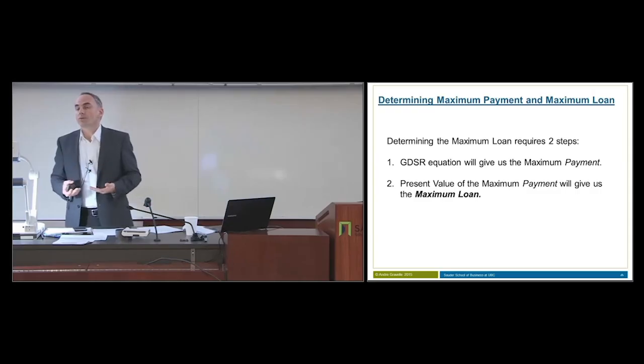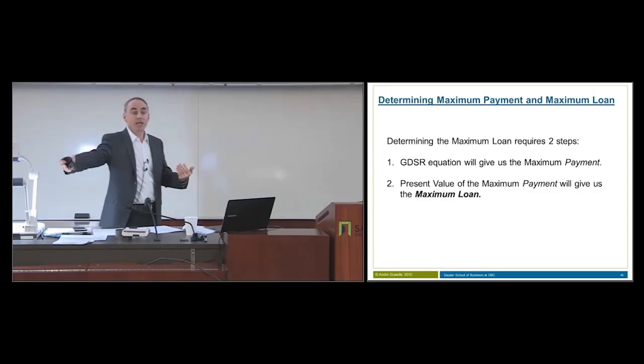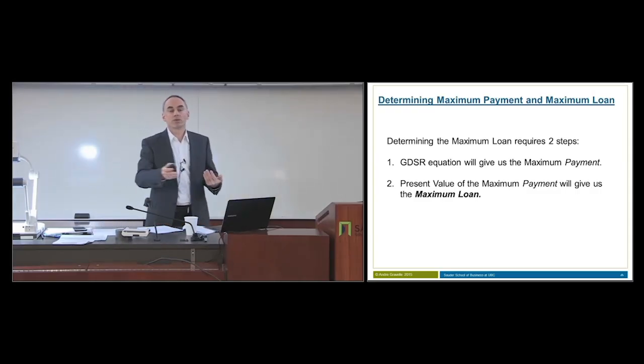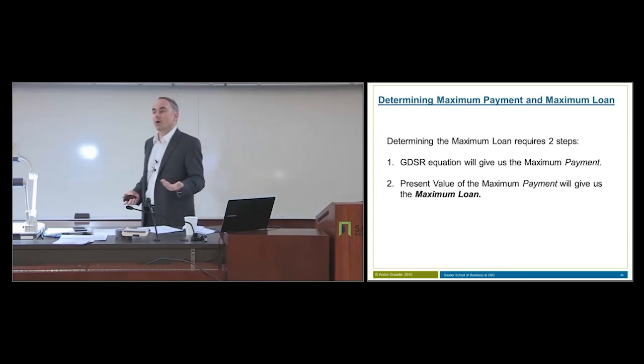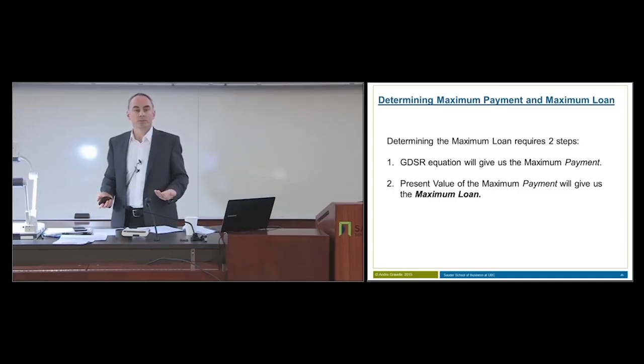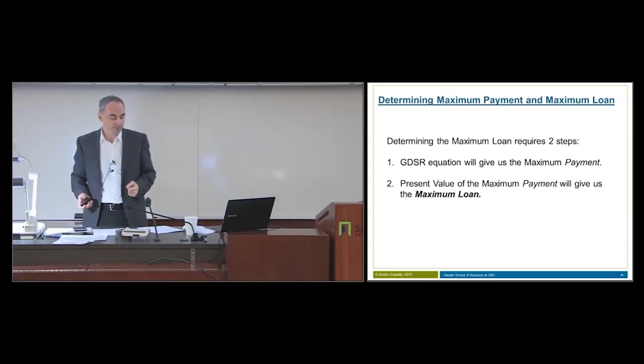So all we do to find the maximum loan is discount the maximum payments you can afford over the time frame and at the interest rate you're dealing with. And the present value of your maximum payments is the maximum loan. So all these borrower qualification questions in this case are just present value questions. And we'll do some examples.